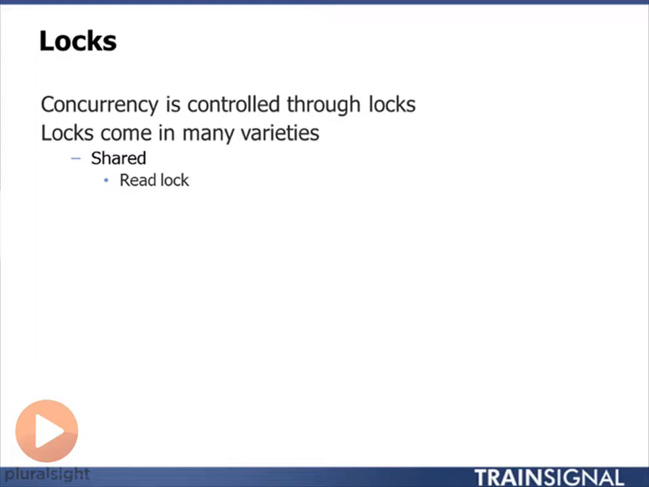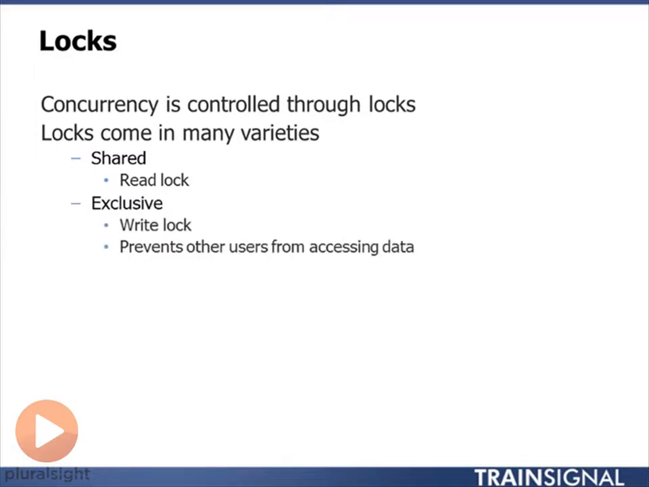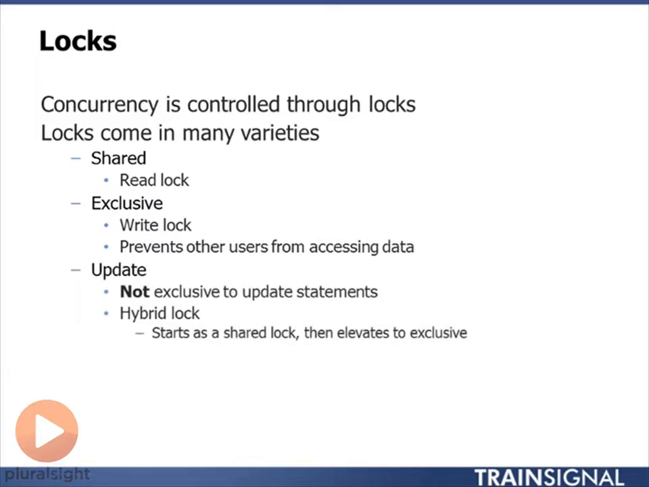Contrast that with what's known as an exclusive lock, or sometimes known as a write lock. The whole thing about an exclusive lock is this is going to be used whenever I go to modify data. Whenever I'm modifying data, we need to make sure nobody else is working with that, reading that, trying to modify that. So you'll notice that an exclusive lock, as the name implies, is going to prevent other users from accessing that data. The next type of lock that we have is what's known as an update lock.